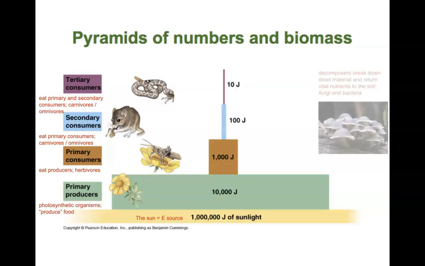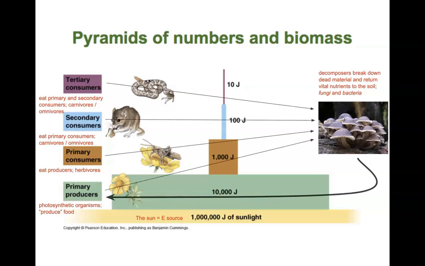In order for the ecosystem to stabilize. Not to forget, not really part of that pyramid shape, but still very much a part of our ecosystem, are decomposers. I'm showing you some great little fungi here. Decomposers break down dead material. They return vital nutrients to the soil in order for producers to function. Fungi, lots of bacteria are part of our ecosystem as decomposers.